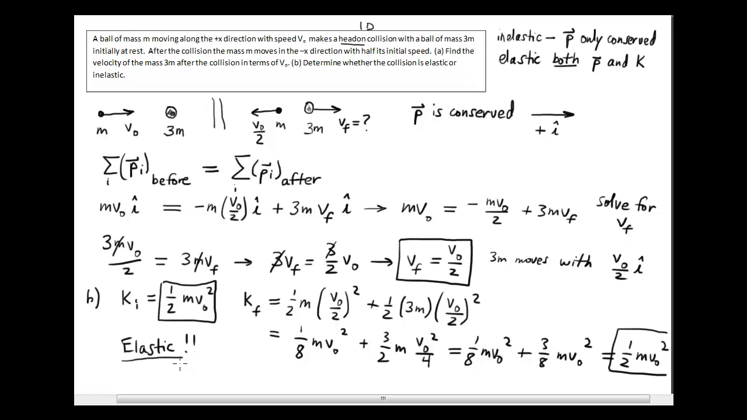But this was a case where the final velocity that was given for the mass m was consistent with an elastic collision. So I'll be doing some other examples of collisions like this where we might be told up front that the collision is elastic and then use that information to help solve the problem.